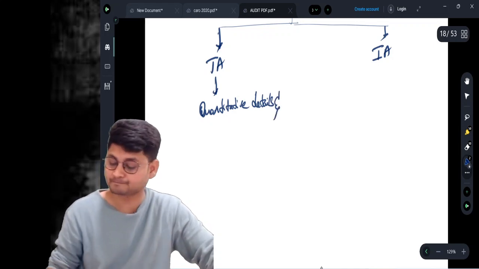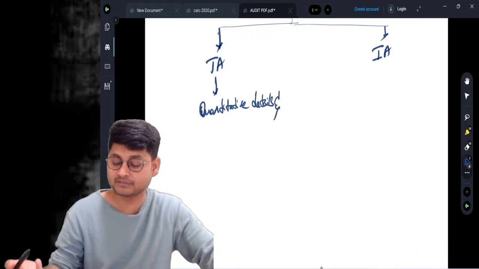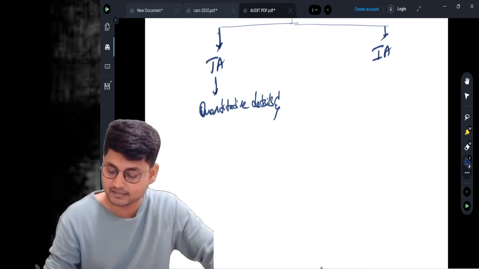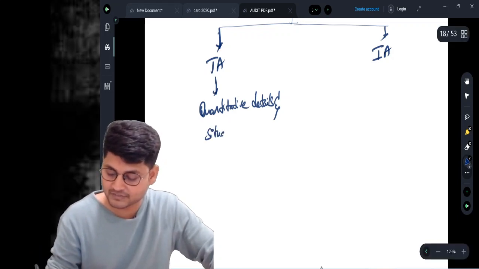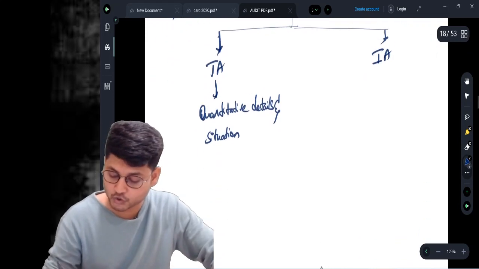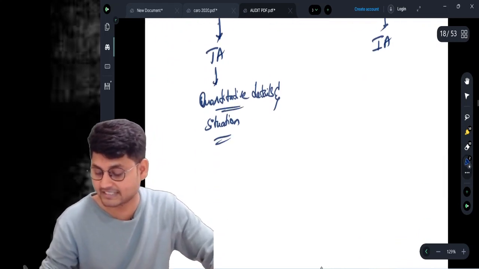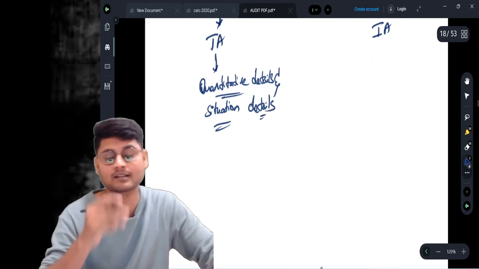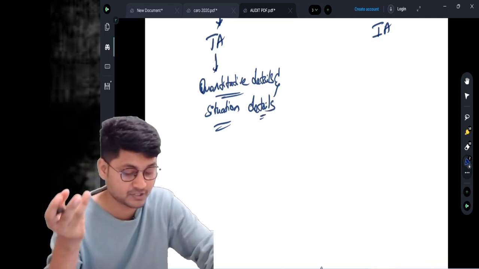Okay, and you need to verify whether quantitative details are there, and situation of the asset also. This proper records shall show the quantitative details and situation details also. What is called a situation detail? Situation detail is nothing but where the asset is actually located. So that is what we need to give.